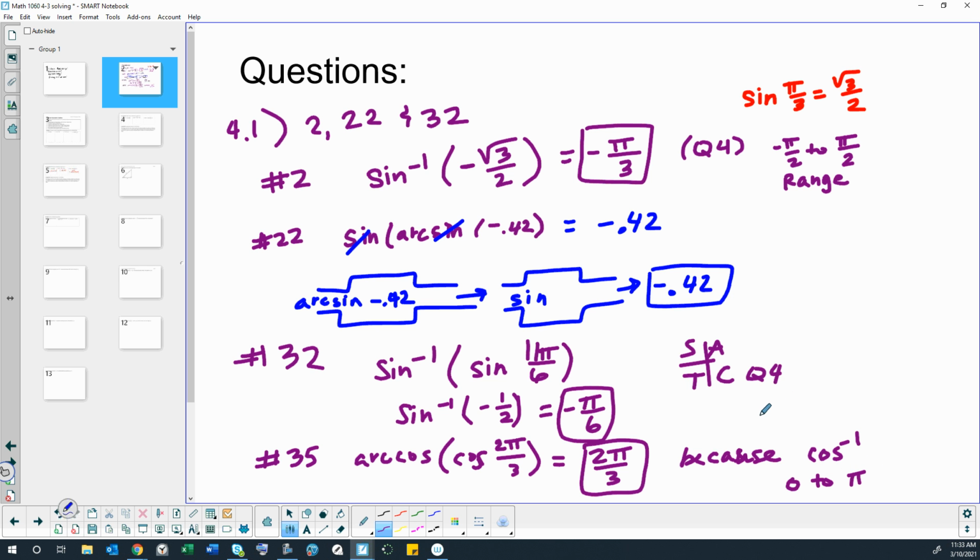That's the confusing thing, is that inverse sine and inverse cosine spit out different answers. Right? Just have to practice it, get your brain around it.